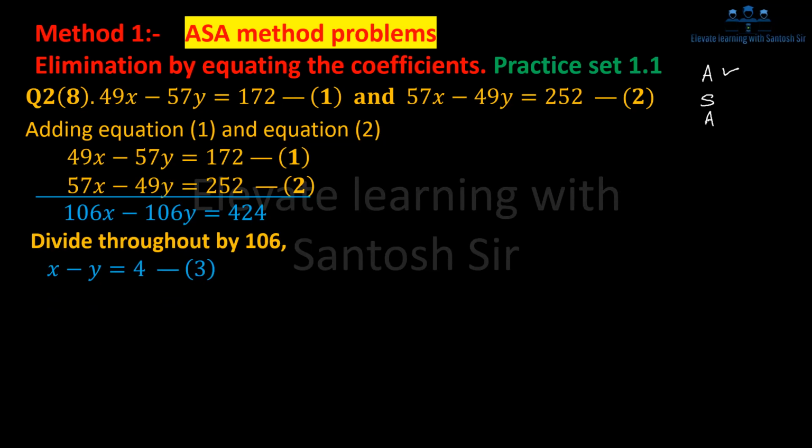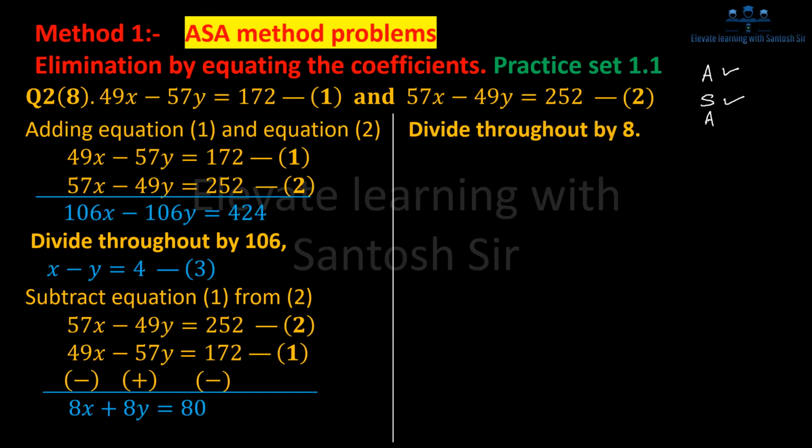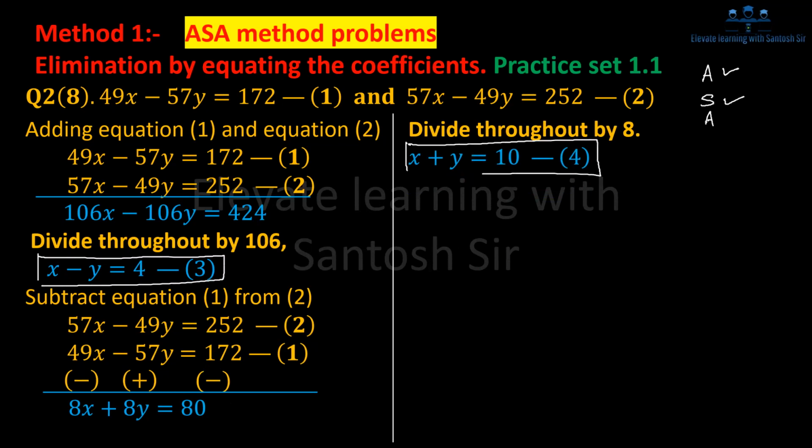Now the second step says to subtract. We will subtract the smaller equation from the bigger one. So we will subtract equation 1 from 2. We will write the two equations. We will change the sign and then we will solve it to get 8x plus 8y is equal to 80. Here each number is divisible by 8, so we can divide throughout by 8 to get x plus y is equal to 10. Now by adding we get a simple equation, by subtracting we get a simple equation.